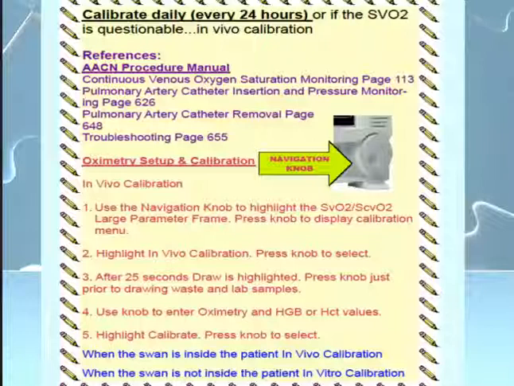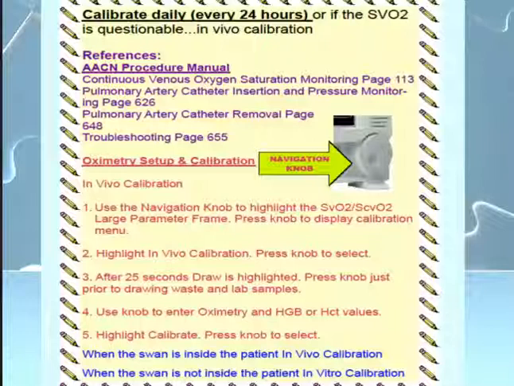And then on here additionally some good information. Your AACN procedure manual, it's that big purple thing. Page 113 refers to venous oxygen saturation monitoring continuously. 626 talks about your insertion of your Swan, and 648 is removal. 655 is a good troubleshooting page. So you don't even have to look in the index, it's right here on this handout. And also on here it walks you through the steps of how to do an in vivo calibration.